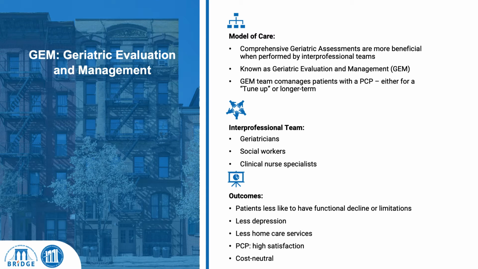And so again, composed of an interprofessional team, usually geriatricians, social workers, and clinical nurse specialists, ideally a geriatric NP. And here again, outcomes are improved. Patients less likely to have functional decline or limitations, less depression, less home care services. And primary care, of course, has high satisfaction with this model because they're having some high-quality consultation and their patient outcomes are better. Unfortunately, it is cost neutral, but that's, I suppose, better than cost negative.